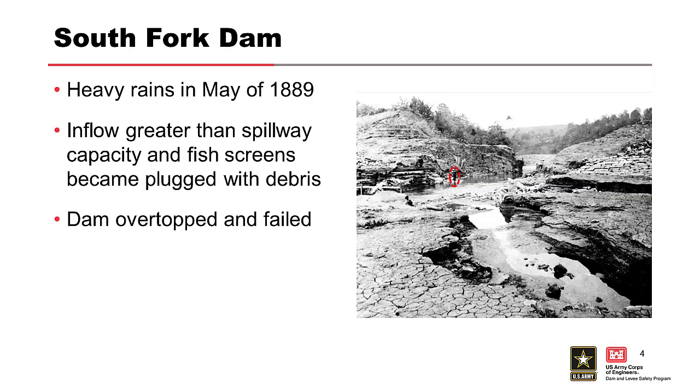So this is a brief description of the events that led to the failure of the dam in 1889. Reservoir inflows exceeded spillway capacity, and those fish screens I mentioned earlier became plugged with debris. The dam overtopped and failed. And to give you an idea of scale, there is a person in this red circle standing at the breach.